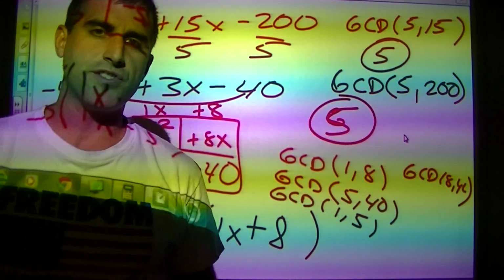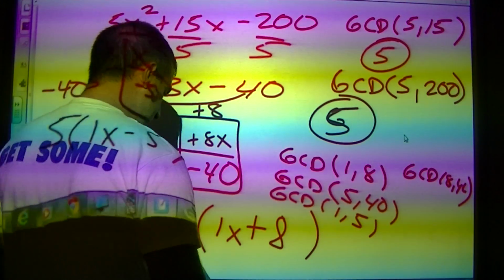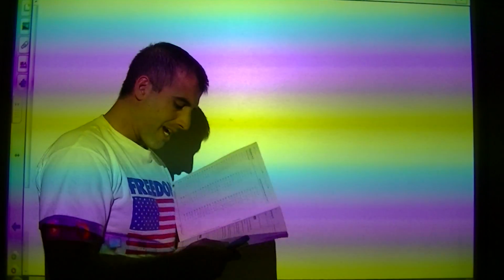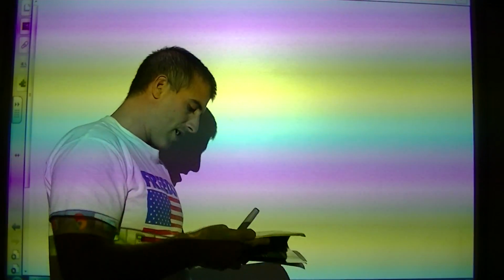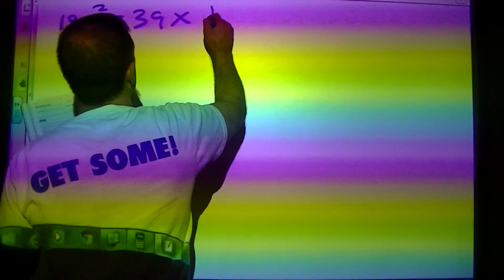Let me see how much time I have, see if I'll do one more. Yep, I'm going to do one more very briefly. Okay, last problem with the factoring. And if you practice this over and over again, you should do well. Okay, let's say I have 18x squared minus 39x plus 6.